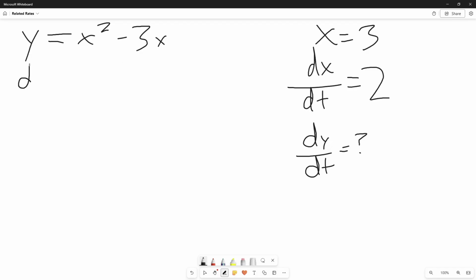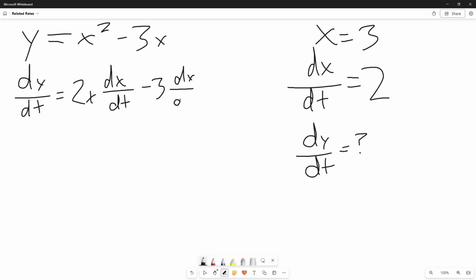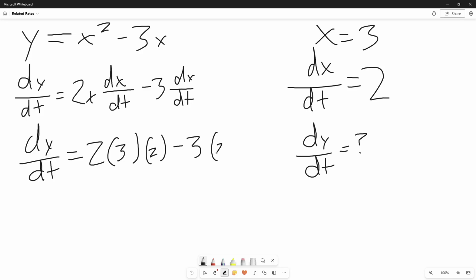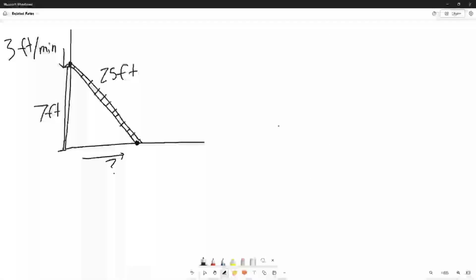So first you just differentiate this. dy over dt is equal to 2x times dx over dt minus 3 dx over dt. And then you plug in everything you know to find dy over dt when you're given these two. So dy over dt is equal to 2 times 3 times 2 minus 3 times 2, which is equal to 6. And whatever units they have, but in this case, you're not given any units, so you just write 6. And that's how you solve related rates problems.